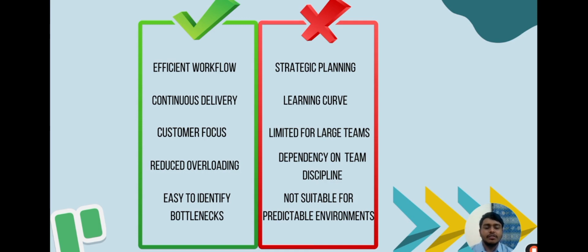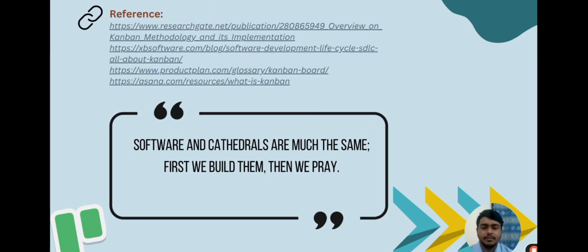It reduces our overloading, but it needs team dependency on their discipline. If any team is not disciplined, then the project will fail. And another pros of Kanban is easy to identify bottlenecks. As the workflow is visible to everyone, we can see what is the bottlenecks of a project. But if the project is repetitive and predictable, then Kanban is not actually perfect for the project.